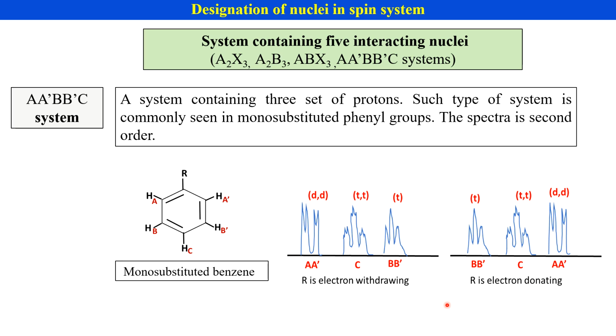This is all about designation of nuclei in spin systems, and we studied different types of spin systems in this video. And with the help of the Pople nomenclature, we can designate any type of spin system, and that spin system designation depends upon their chemical shift values and the difference in their coupling constants.